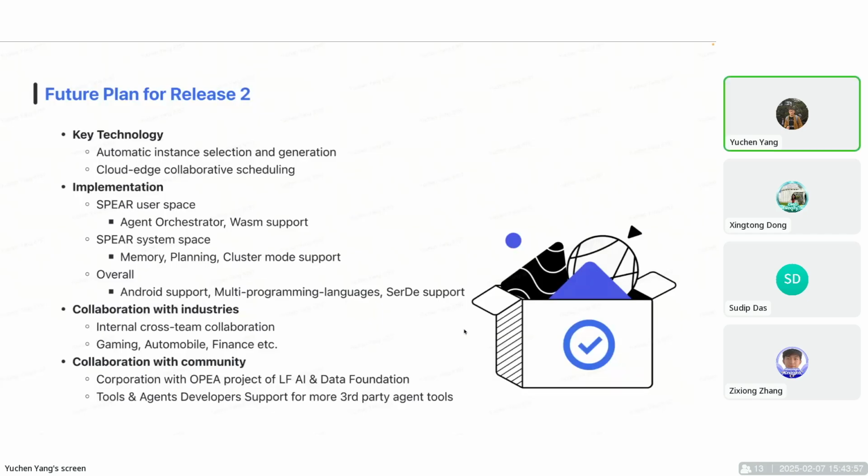So let's go to the future plan. It's actually for release 2 and beyond. There are several technology enhancements like automatic instance selection and generation, which is refining the process for choosing the best runtime environment automatically. And the Cloud Edge collaborative scheduling is to optimize workload distribution across cloud and edge networks.